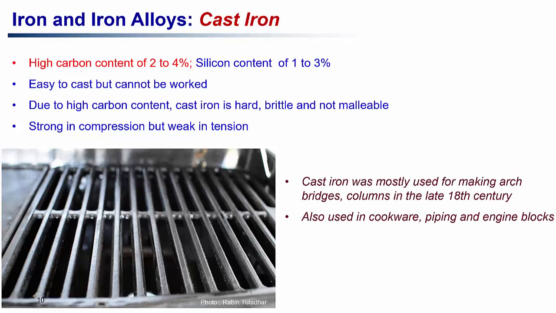But due to its low tensile strength and brittle nature, cast iron was replaced by steel by the end of the 19th century for structural uses. Steel has much better structural performance compared to cast iron, like ductility and high tensile strength. Cast iron is still, however, used for making cookware, piping, and engine blocks.